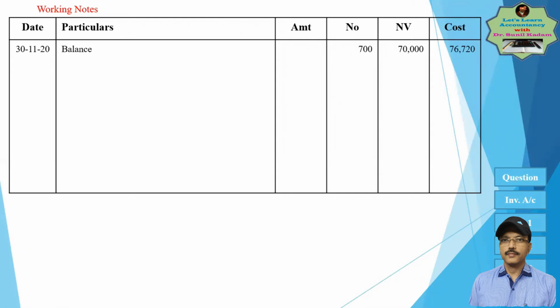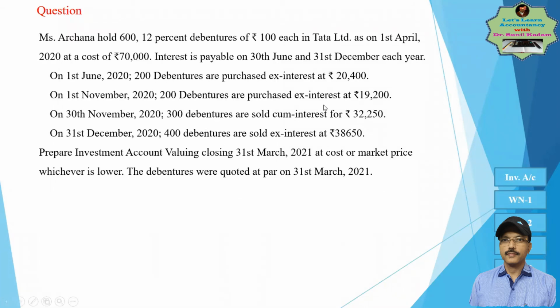We carry it forward. Now let's go to the question and check what is left out. The next transaction is on 31st December, and that date is also an interest date. On 31st December 2020, 400 debentures are sold ex-interest, not cum-interest. Ex-interest means the interest is received separately, not included in it. Therefore, the price for the sale is 38,650.